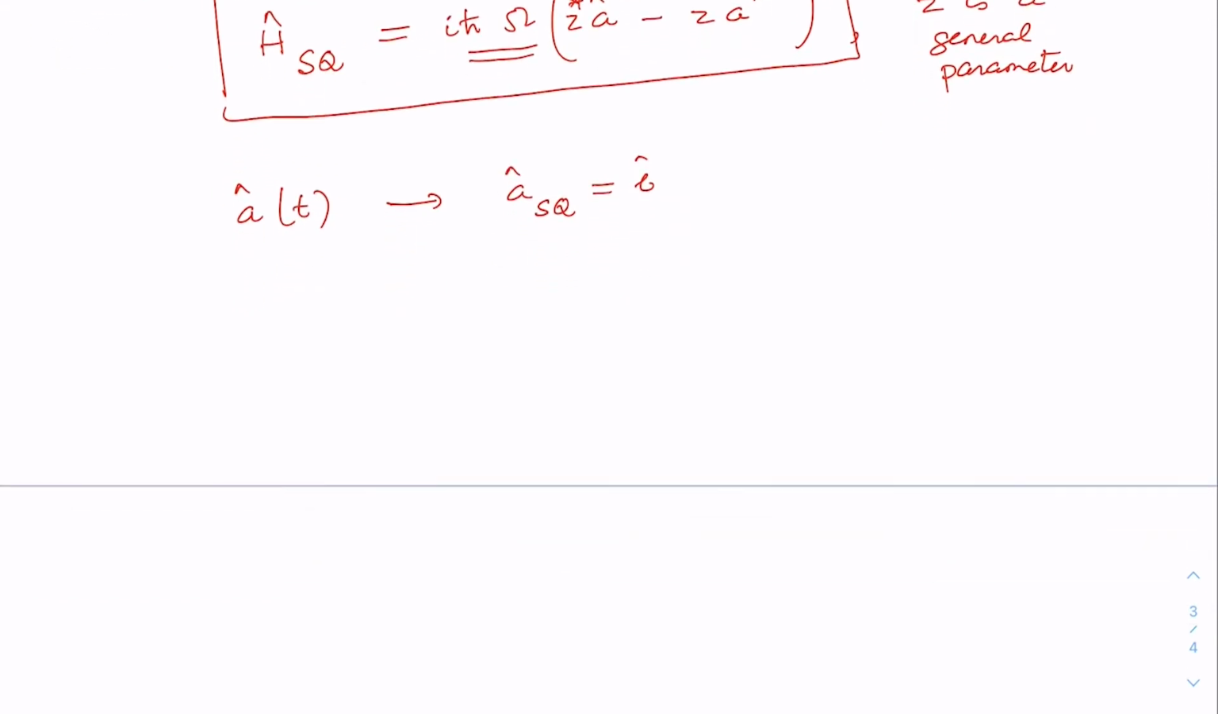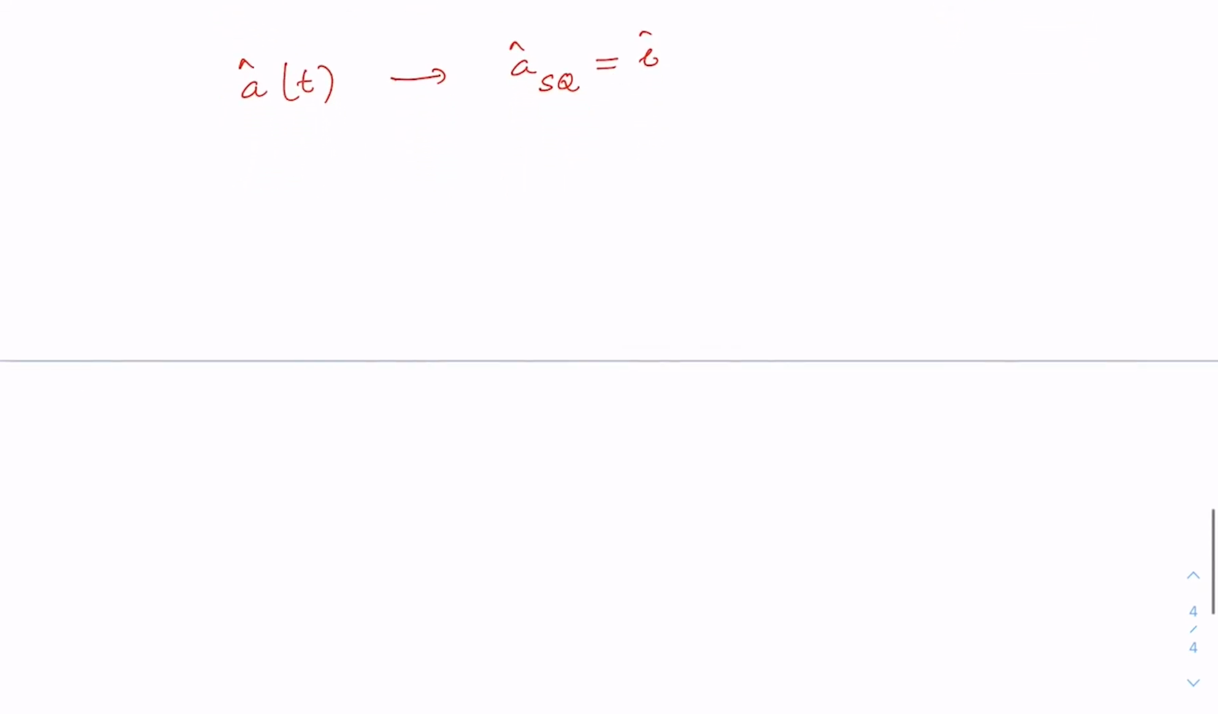Now from the Heisenberg representation, which we discussed in an earlier class, we can write the time evolution of this annihilation operator as e to the power iH_s t/ħ, where our squeeze Hamiltonian is this, then a, then e to the power minus iH_s t/ħ. All right, so this is what I have.